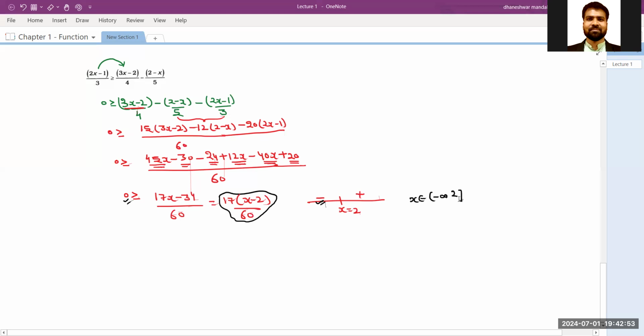Okay. Is this clear to everyone? Yes, sir. Okay. Now we are going to take inequalities with terms on both sides.